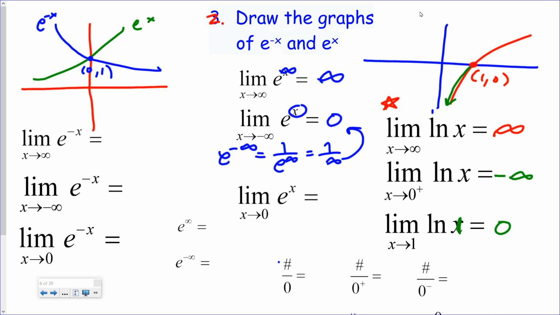Okay, what if I had this problem? The limit as x approaches 0 from the left of ln of x. What if I'm approaching 0 from the left? It's DNE. Do you guys see it? There is no function over here. Does that make sense for ln of x from the left? So this would be DNE.